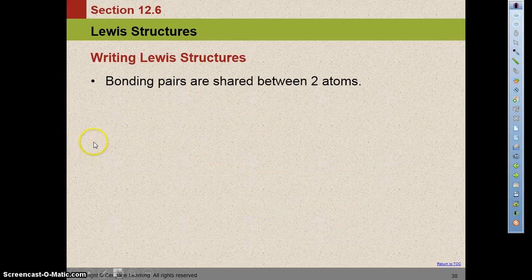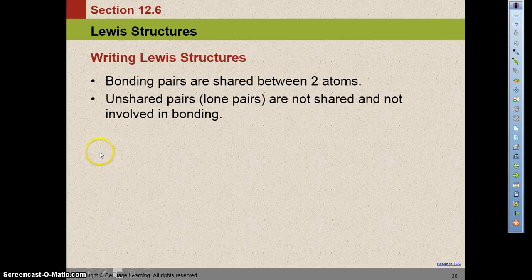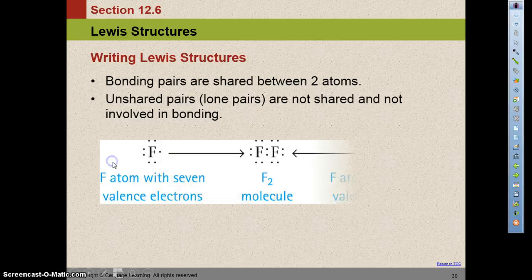Writing Lewis structures, there's rules. Bonding pairs are shared between two atoms. Unshared pairs are also referred to as lone pairs. They're not shared and they're not involved in bonding. So first of all, you have to remember the terminology involved with this. Unshared or lone pairs are not shared and not involved because they're lone.